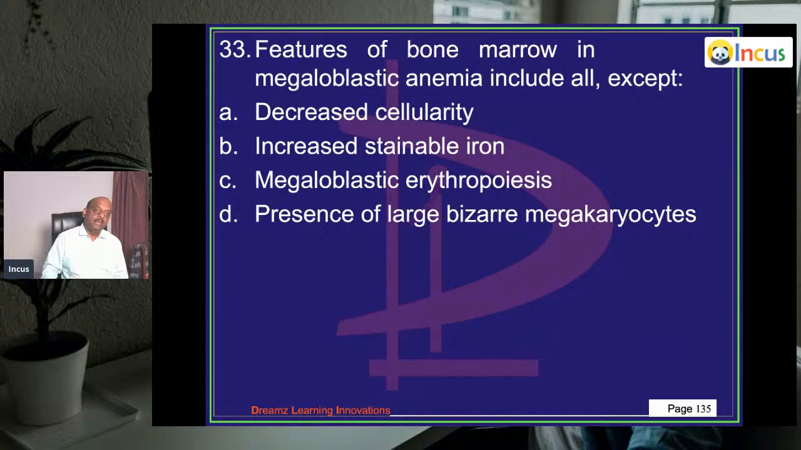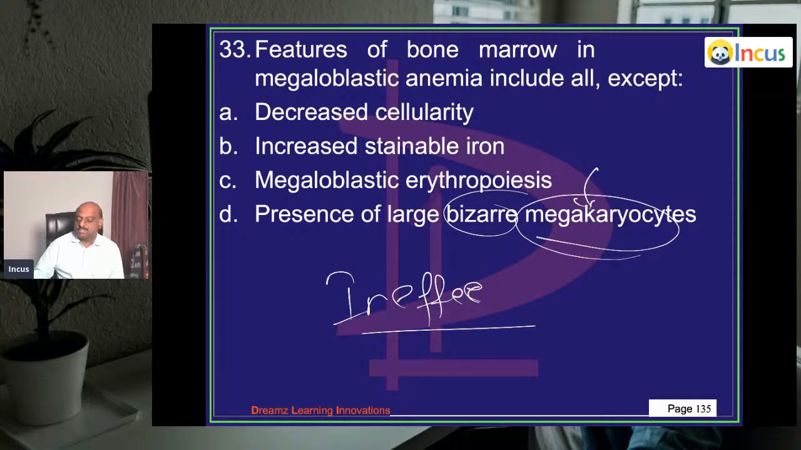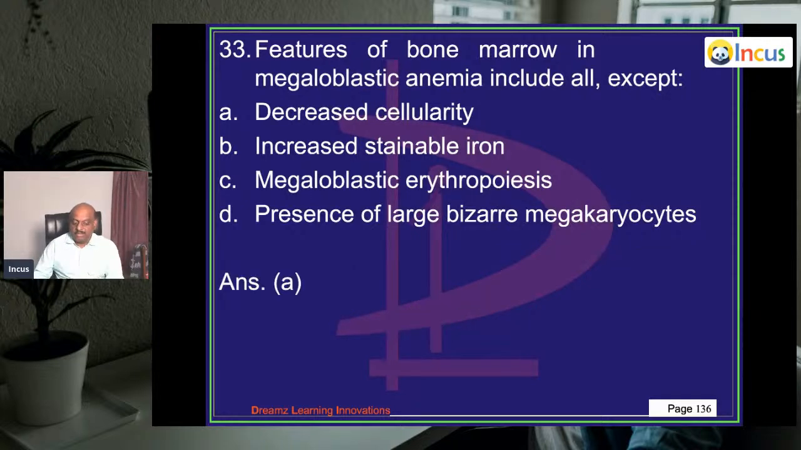Megaloblastic anemia, there is an ineffective erythropoiesis. So if you do the bone marrow biopsy, large bizarre shaped megakaryocytes, then increased stainable iron, megaloblastic erythropoiesis, increased cellularity.